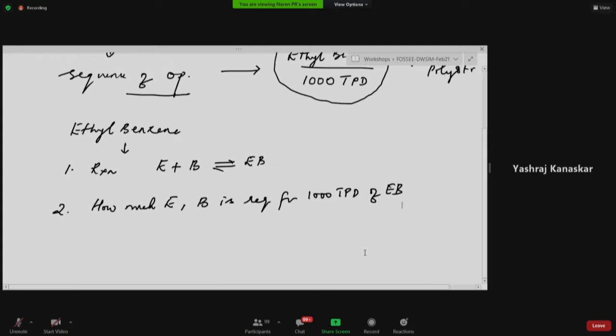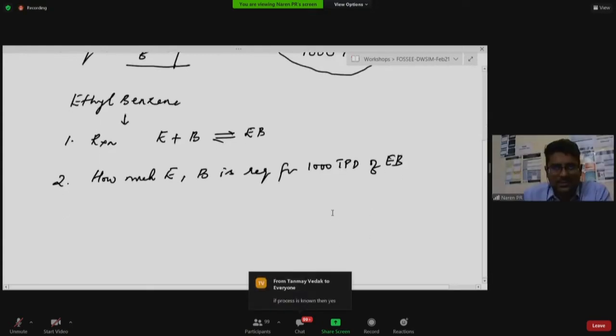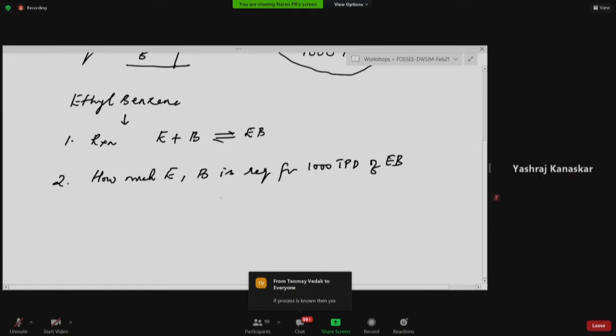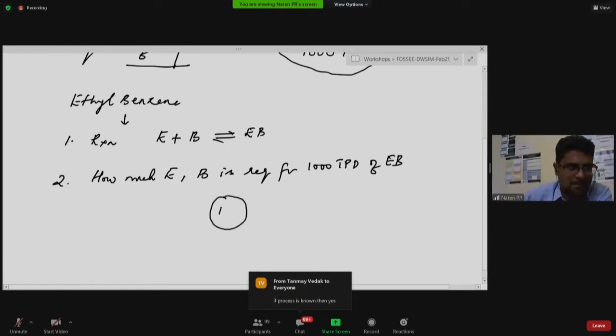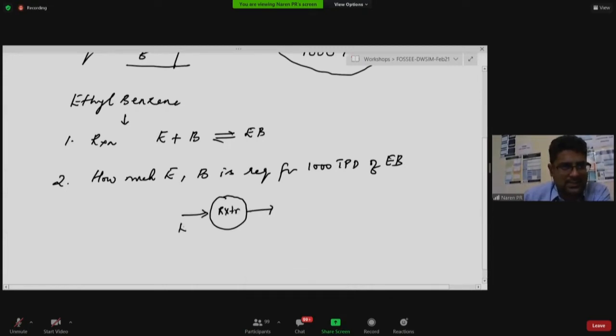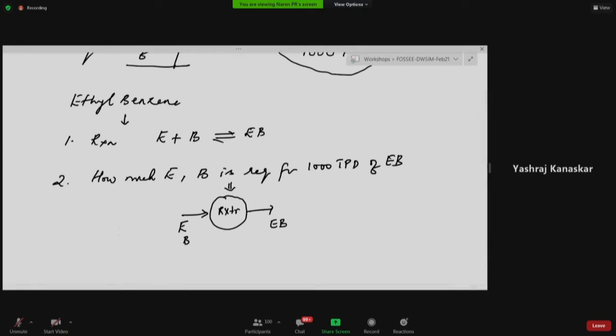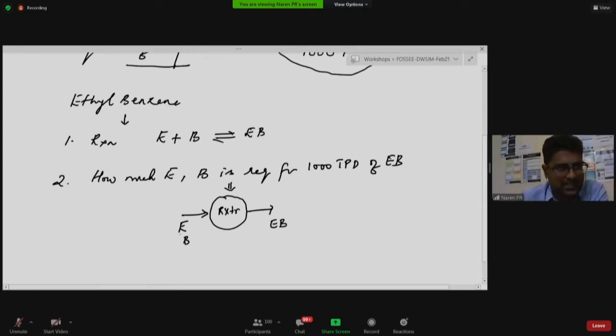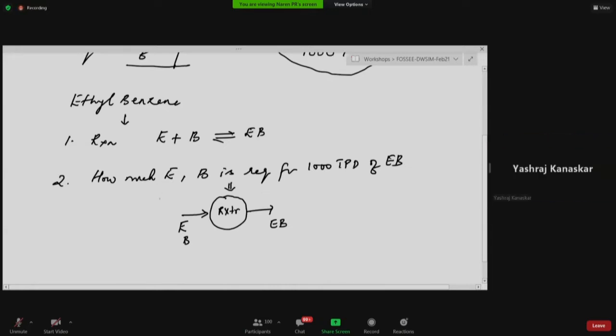Yes, sir. So that means it should be possible, because you can take a reactor, send in ethylene and benzene, and then try to get ethyl benzene, right? Do you really worry about temperature here if you want to find the answer to this question? No, right? So do you think this amount is going to vary depending on the temperature that you are going to take at this stage? At this stage, no, right?